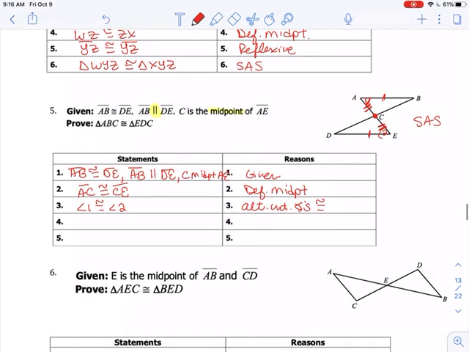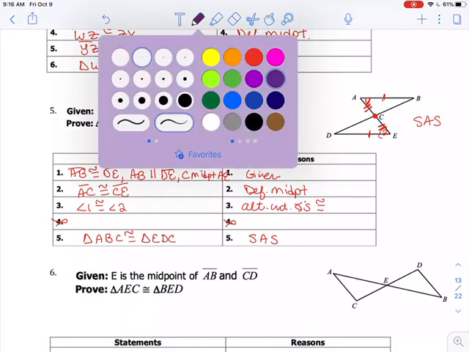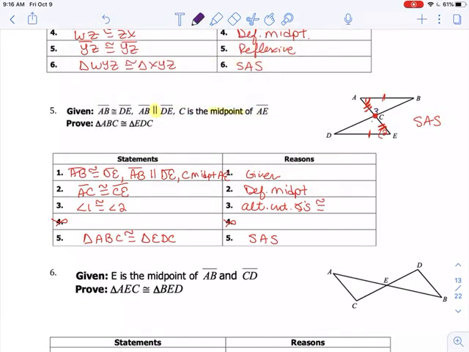Let me just see if I left a step because I have too many things here. I guess I put the vertical angles in. That's why I have an extra step. But you don't need the vertical angles. If you wanted to write them, you certainly could in step 4. So I'm going to cross out step 4. I already have enough to say that my triangles are congruent. So triangle ABC is congruent to triangle EDC. And the reason is side angle side.